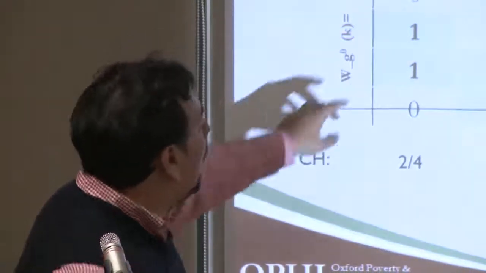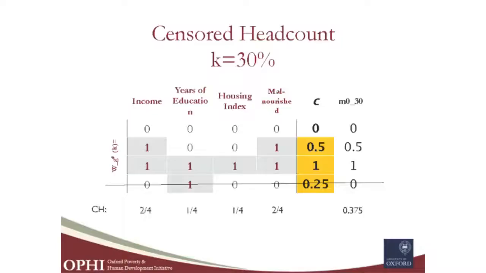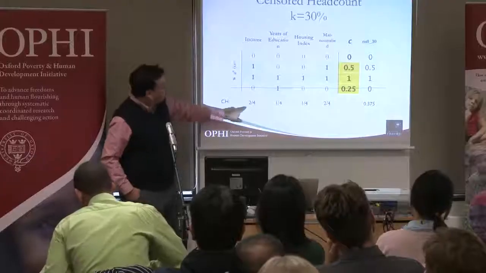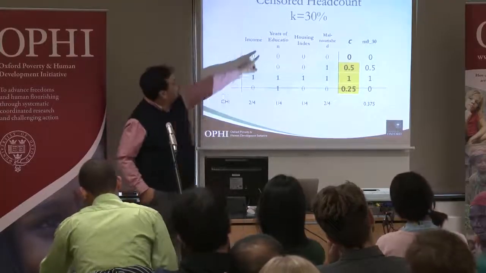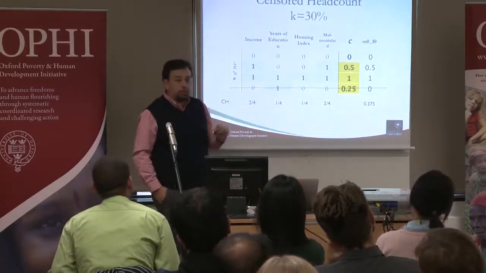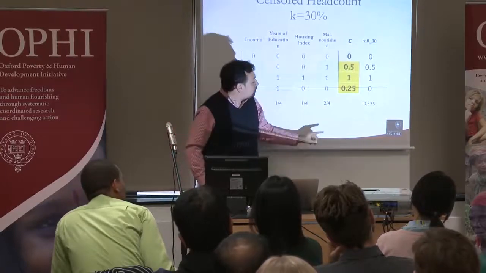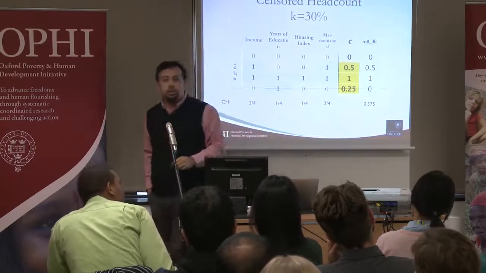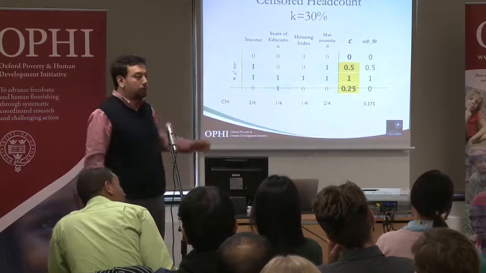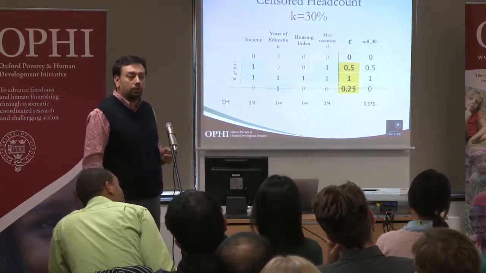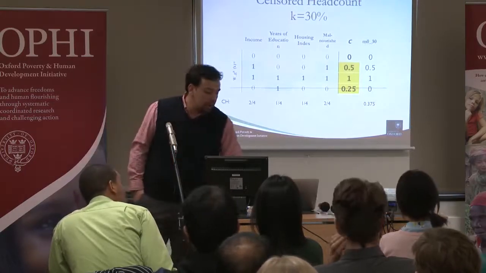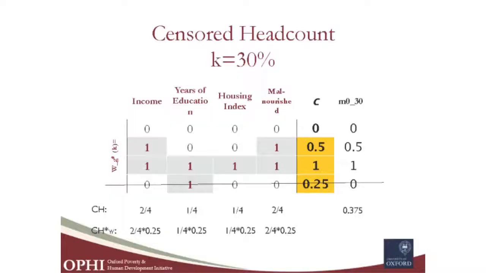So, censored headcount, the number or the percentage of people deprived and poor at the same time in each dimension: in income, 2 out of 4. Education, 1 out of 4. Housing, 1 out of 4. Nutrition, 1 out of 4. Those are our censored headcounts. Why are those censored headcounts relevant? For the following.